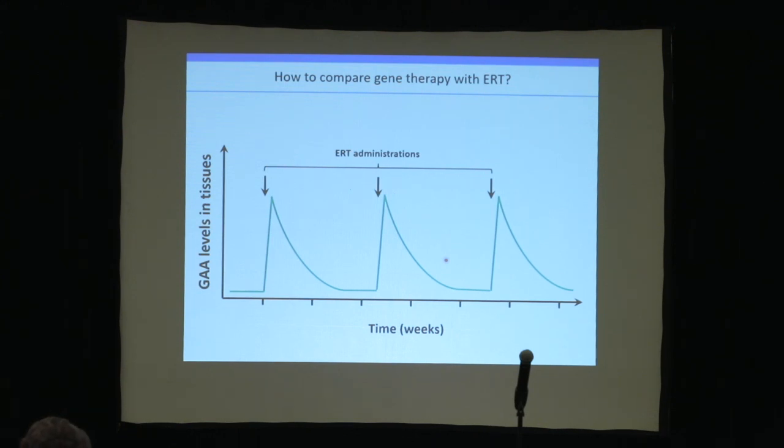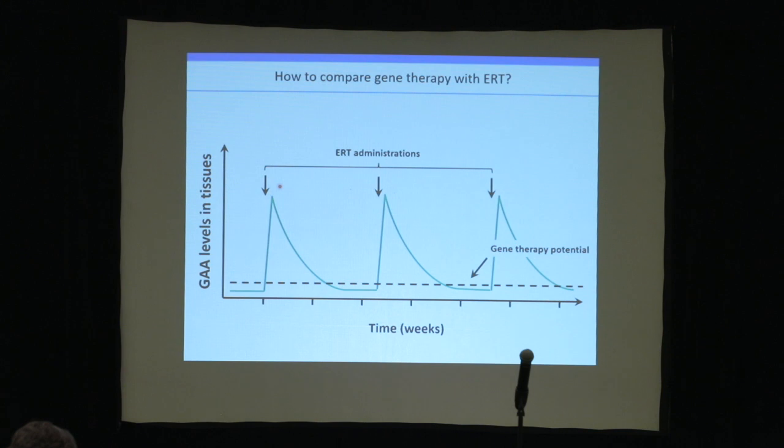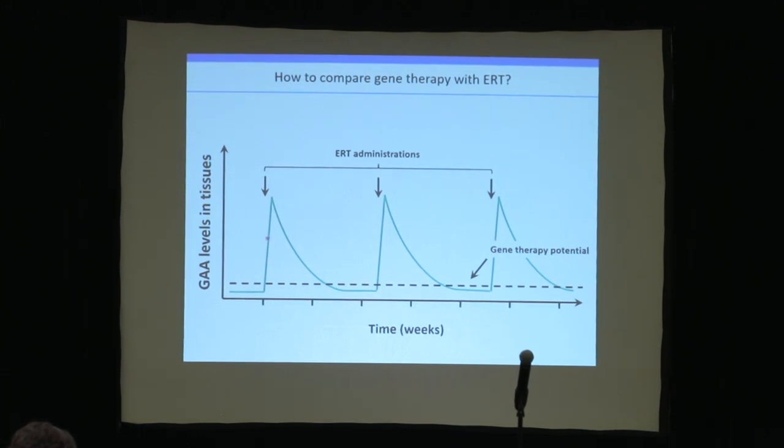But then, one thing we wanted to show is that we were able to compare this treatment with the secretable GAA and AAV with the ERT administration. You probably know now how an ERT works. You have the classical peak and trough kinetics for every ERT administration. The advantage of gene therapy is that in theory you have a stable expression of the protein, and the point is how this compares with ERT.